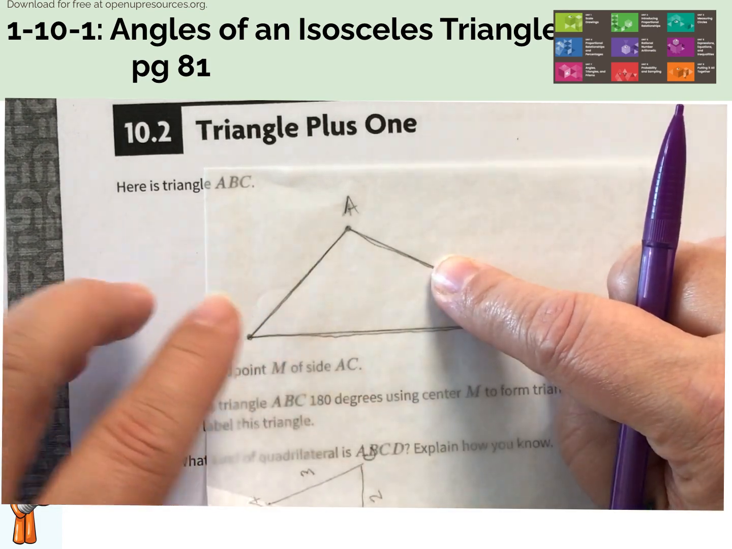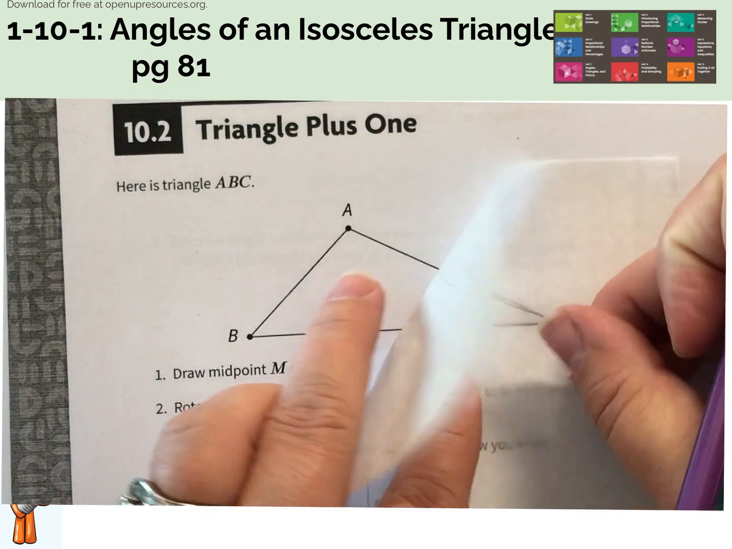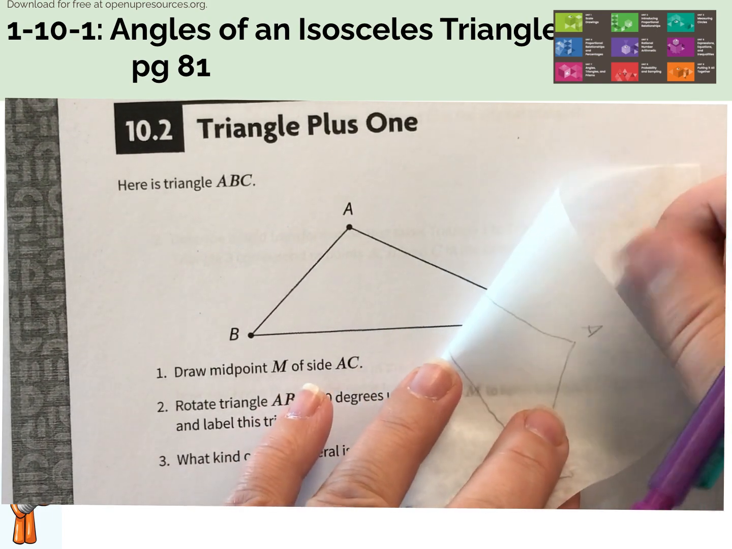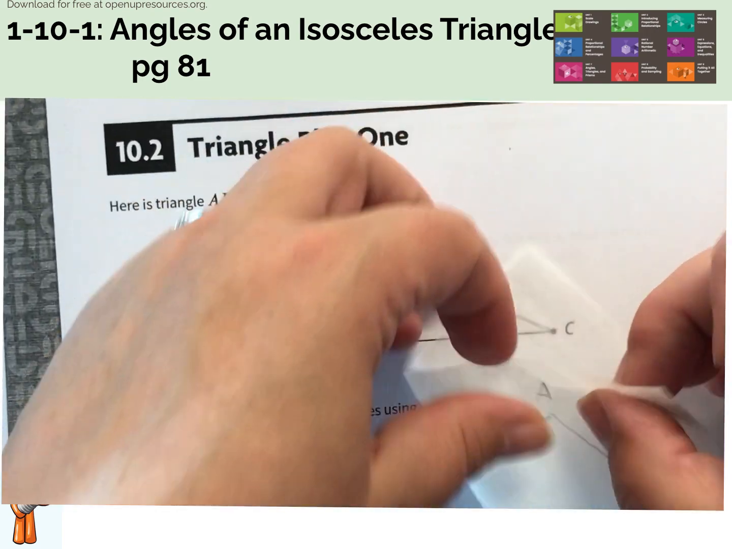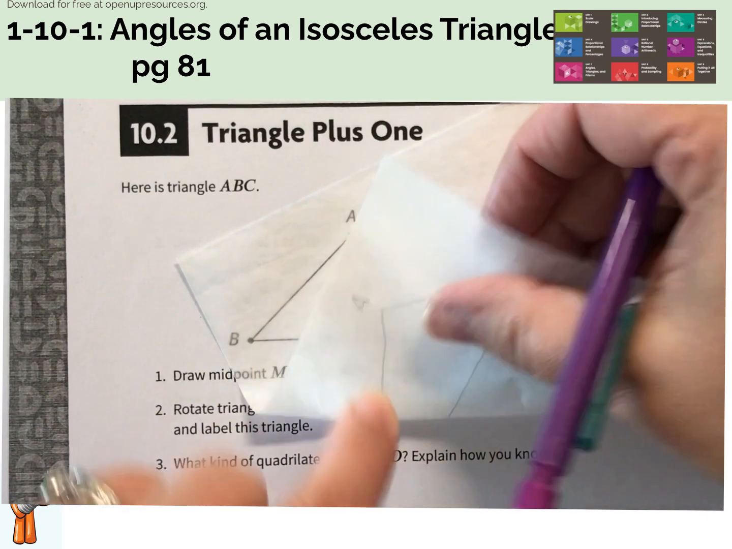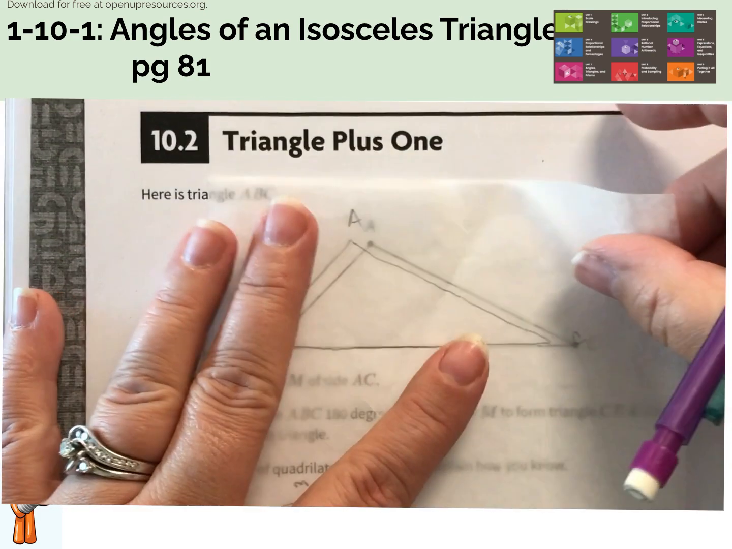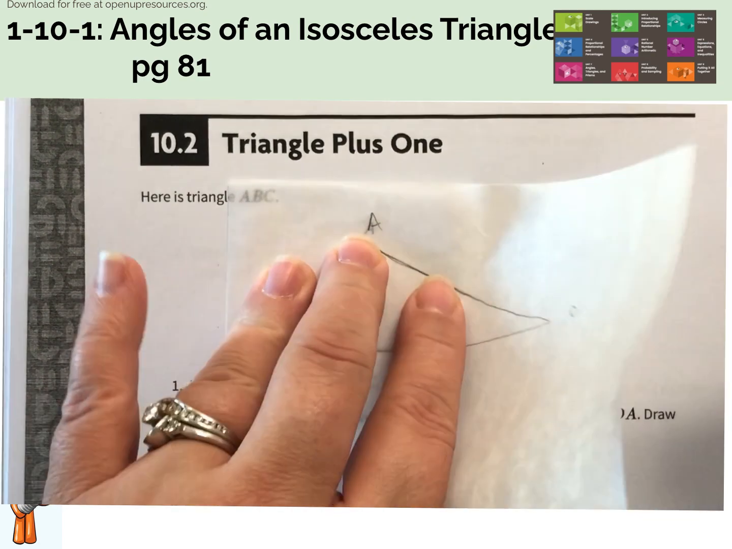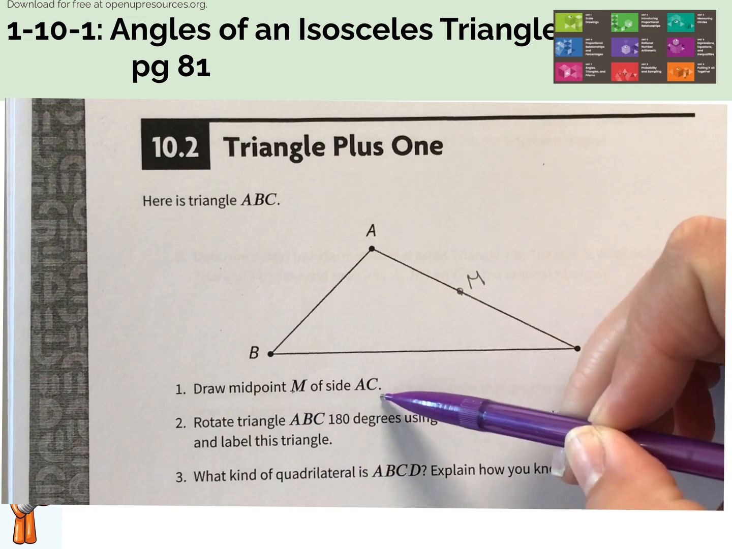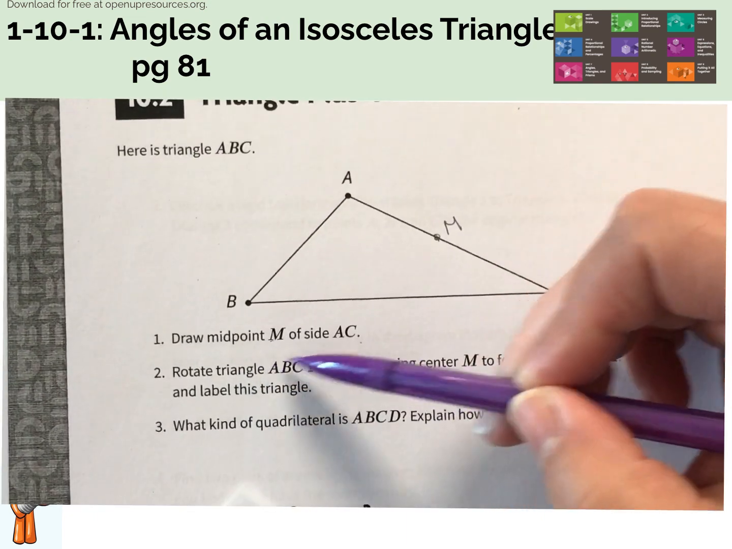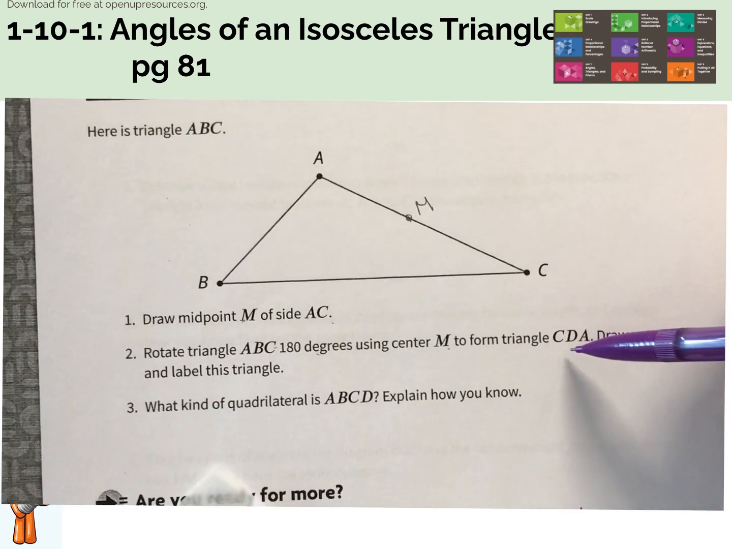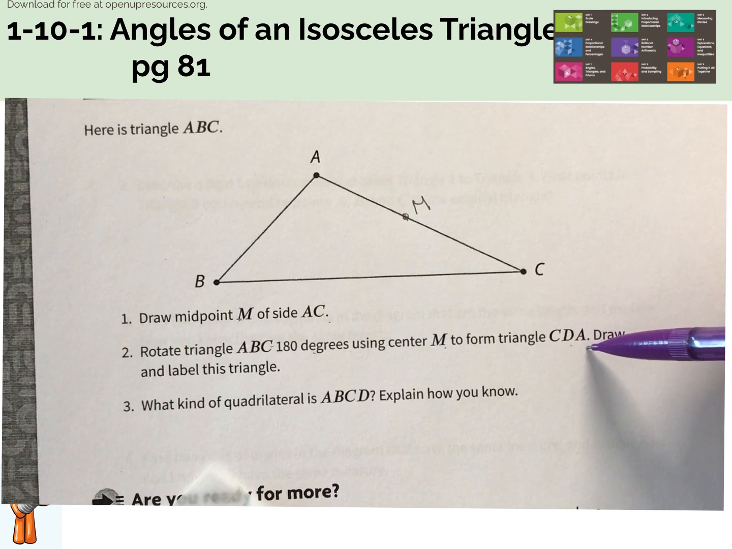And I want to find the midpoint. That's going to be the middle point. So that means I need to find the middle point between A and C. So I'm going to fold this over so that A goes to C. A goes to C. And then that's my middle point. So see how that kind of makes that middle point. This middle point's right there. So this is my middle point. I'm going to label it as N. Draw a midpoint between A and C. Rotate triangle ABC 180 degrees using center M to form a triangle C prime D A.